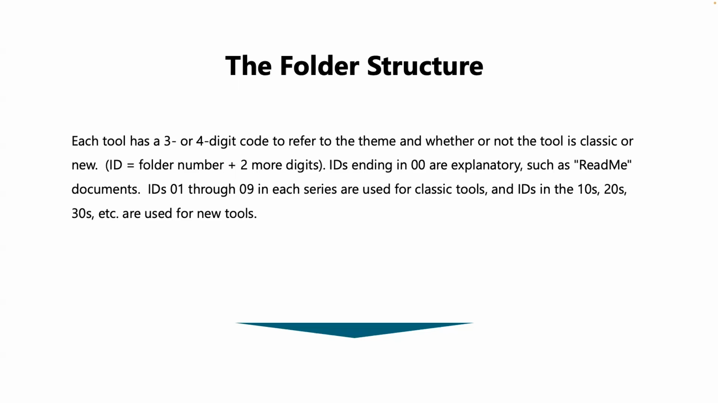Tools or IDs ending in 00 are explanatory tools, such as the README document, which we will review shortly, and IDs that end in 01 to 09 are used for classic tools, and IDs that are in the 10s, 20s, 30s, etc. are used for new tools. We will illustrate some examples of this numbering system in a bit.